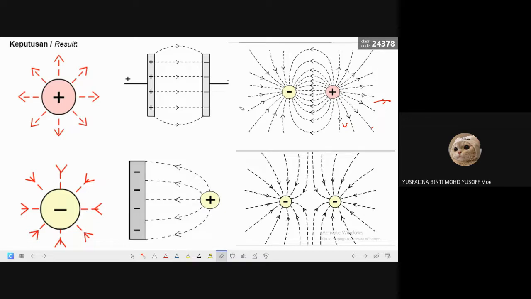Okay, and if they have different charges, they will attract each other. It means the lines have to go from the positive to the negative charge. If, let's say, it's the same charge, they will oppose each other, so you have to draw it like this. That will not go from negative to negative. No. Right, so these are the electric fields in the charge.